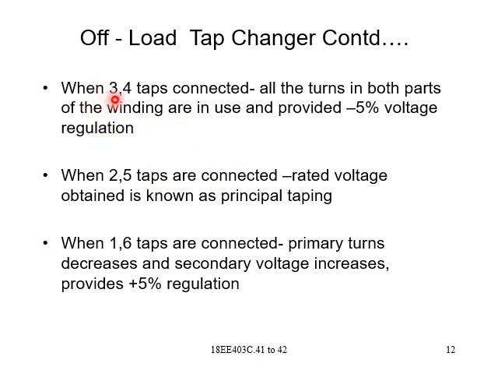So we can see it again. When 3 and 4 taps are connected, all the turns in both parts of the windings are used, and it provides minus 5% of voltage regulation. When 2 and 5 taps are connected, the rated voltage is obtained, known as the principal tapping. When 1 and 6 taps are connected, the primary turns decrease and the secondary voltage increases. That means the secondary turns increase, thereby the secondary voltage increases, and thus it provides positive 5% regulation.